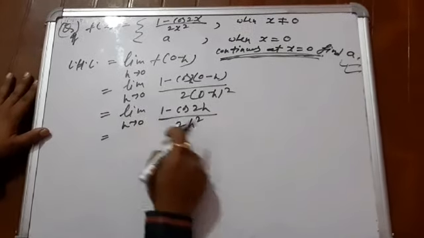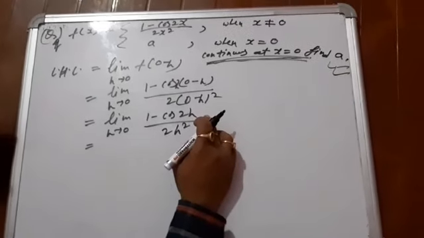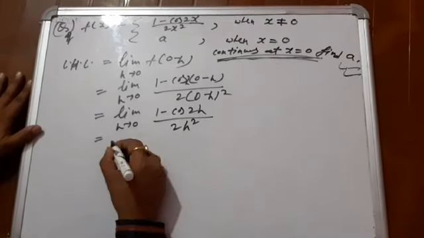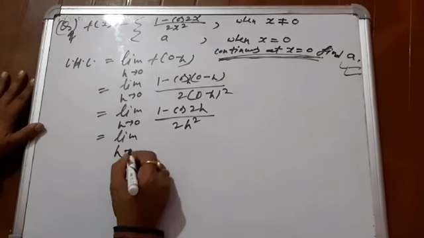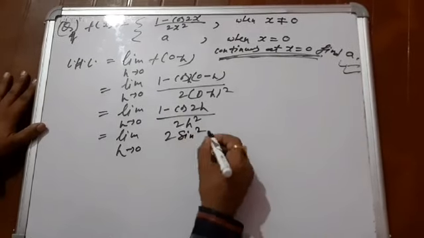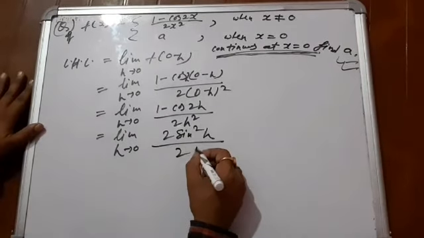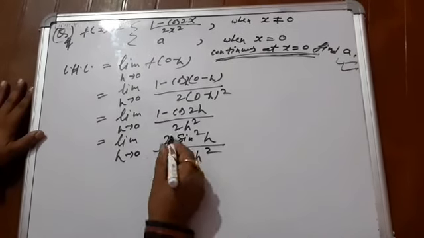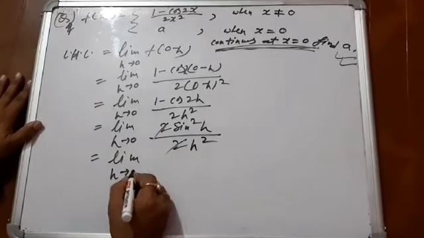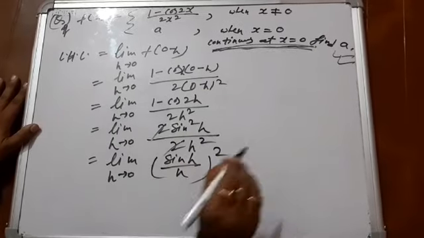Here, find out its limiting value. You have seen how to find its value in class 11 in terms of trigonometric limit. You are going to convert it into sine form by using the double angle. Then it is 2 sin square h, and on this side it is 2 h square. Cancel out. Very easily it can be written as (sin h by h) whole square.